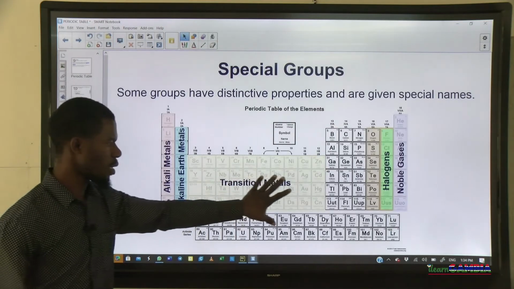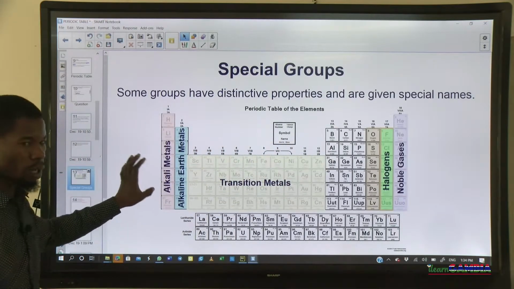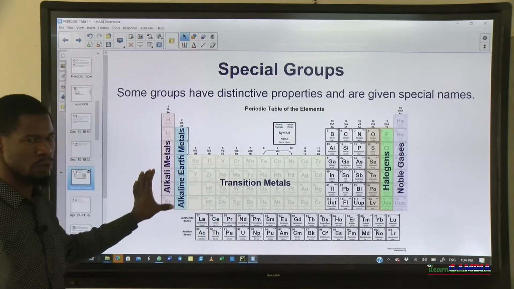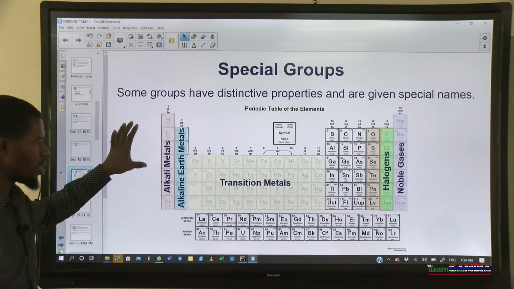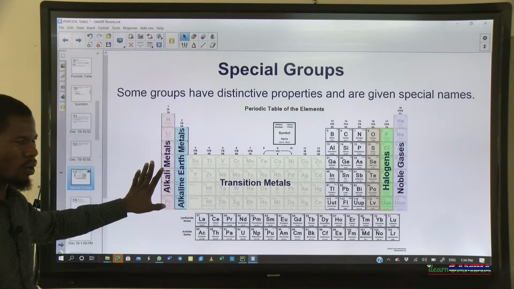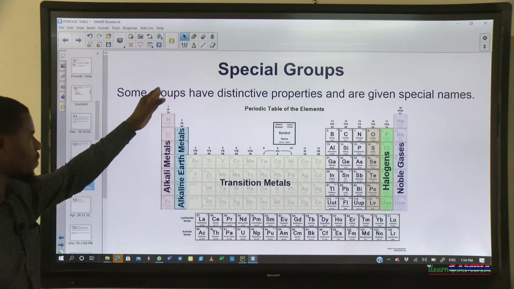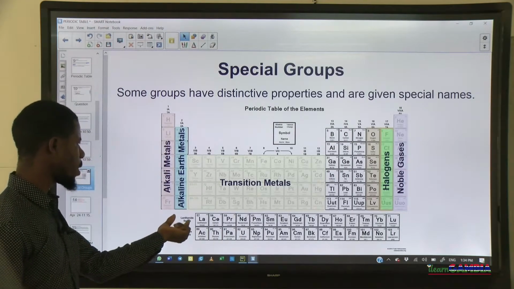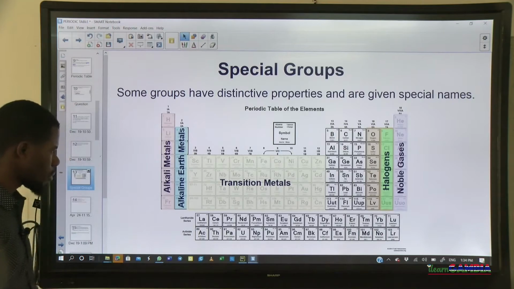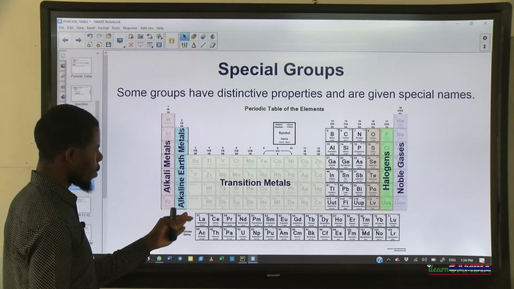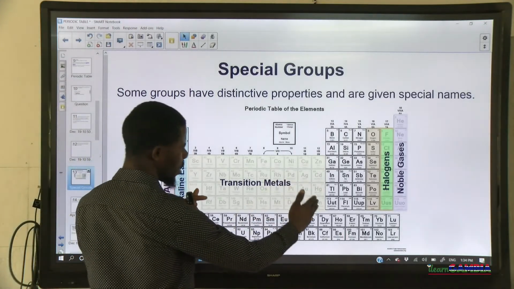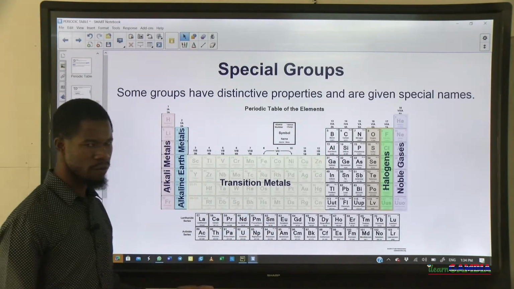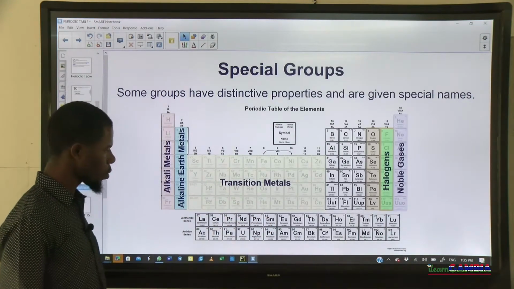So this is just a simplified outline of the modern periodic table, but at this level we are not going to look at this. I just bring it for you to know that in actual reality, this is how the periodic table looks. You have the first group, which is comprised of the alkali metals, followed by group 2 elements, which are known as alkaline earth metals. After the group 2 metals, you have the transition metals. And the transition metals are a group of 10 vertical columns.